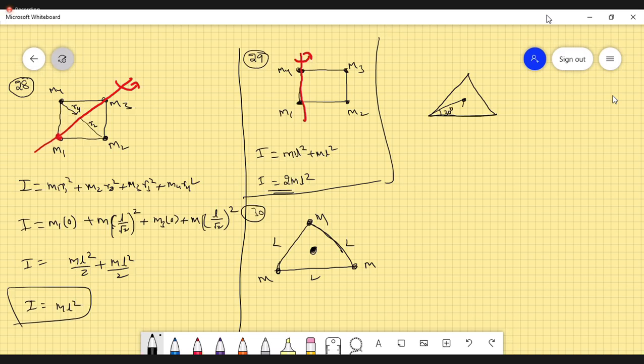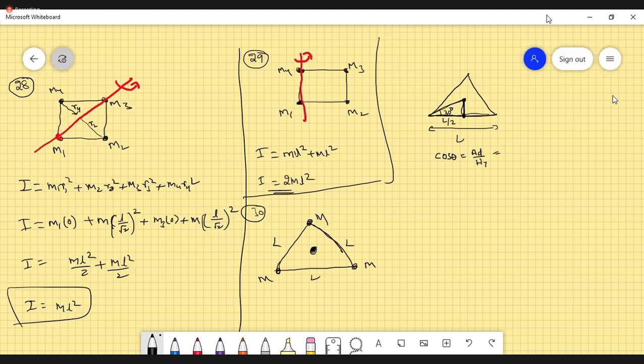Now draw one perpendicular line. It intersects exactly at the center of the side, at 90 degrees. The total length is L, so this half becomes L by 2. Now we have to calculate the hypotenuse. We know theta and one side. Cos theta equals adjacent by hypotenuse, and this is the hypotenuse.